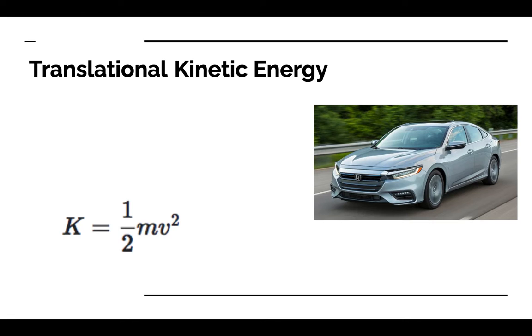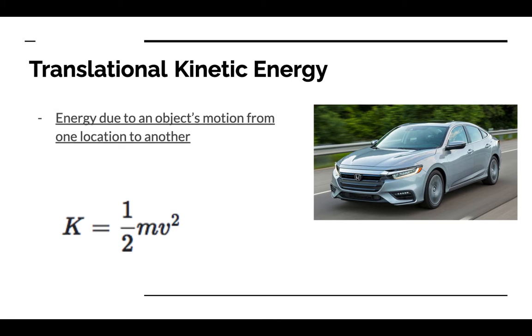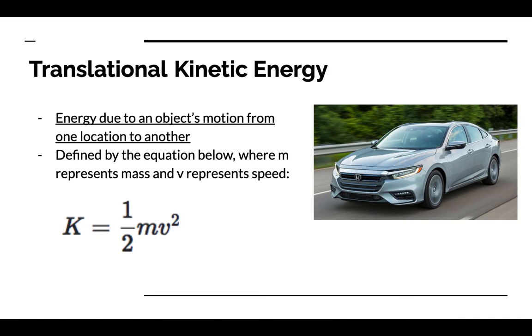So for right now, the first type of energy we need to establish is the one we are most familiar with, and that is translational kinetic energy, which is energy due to an object's motion from one location to another. Any object that's moving in the universe has kinetic energy. It's defined by the equation below where m represents mass and v represents speed. So kinetic energy is equal to 1/2 times the mass of an object times the speed squared. We call this translational kinetic energy because there are different forms of kinetic energy, as we'll see in a second. Translational is the form of kinetic energy when an object moves from one spot to another.